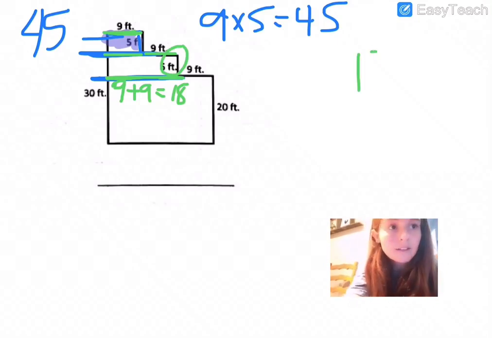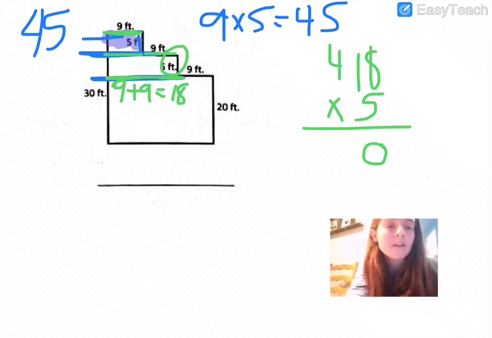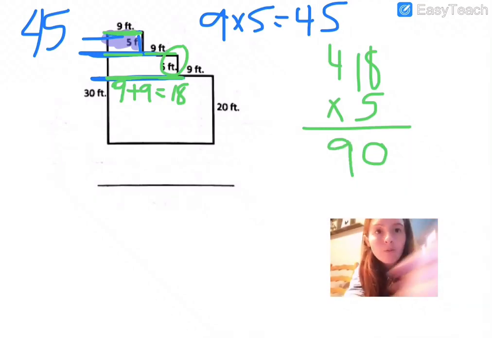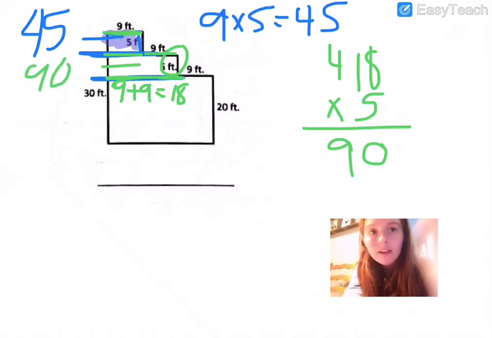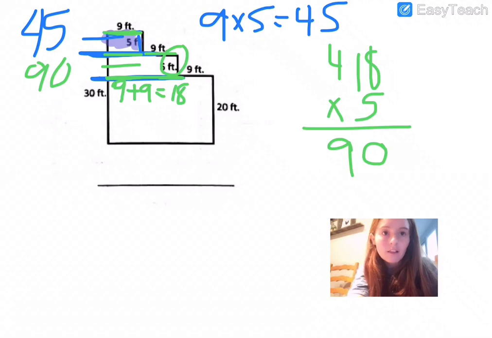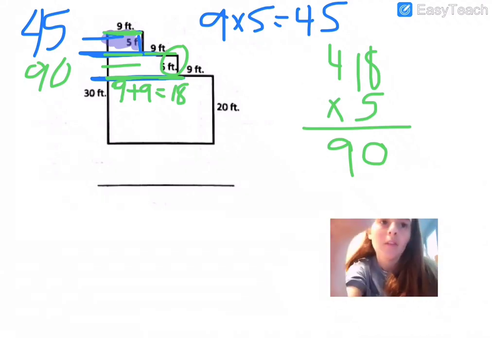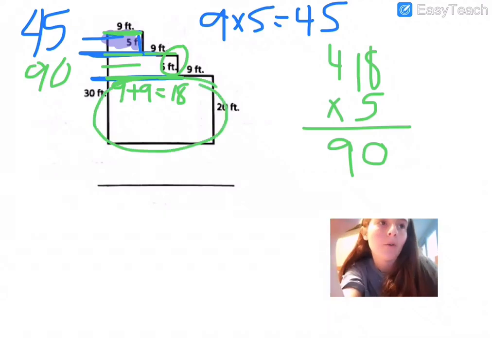So I'm going to do 18 times 5. 8 times 5 is 40. Carry my 4. 1 times 5 is 5. 5 plus 4 is 9. And so my answer for this part is 90 square feet. Okay? All right. Last part, I need to figure out the area for this rectangle.